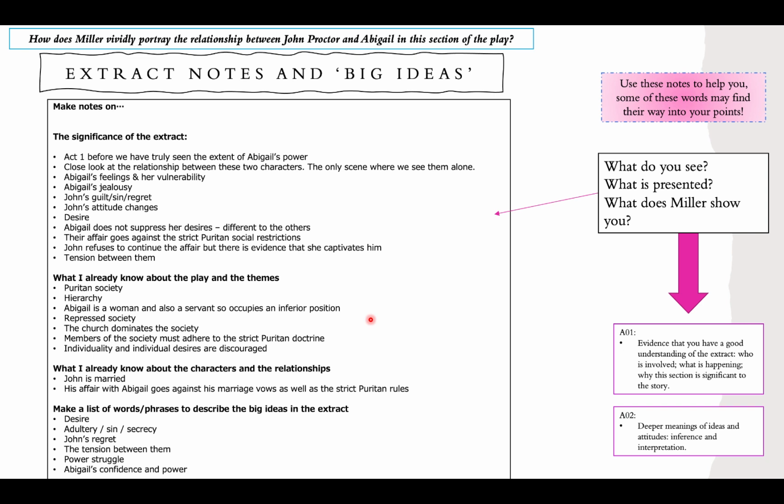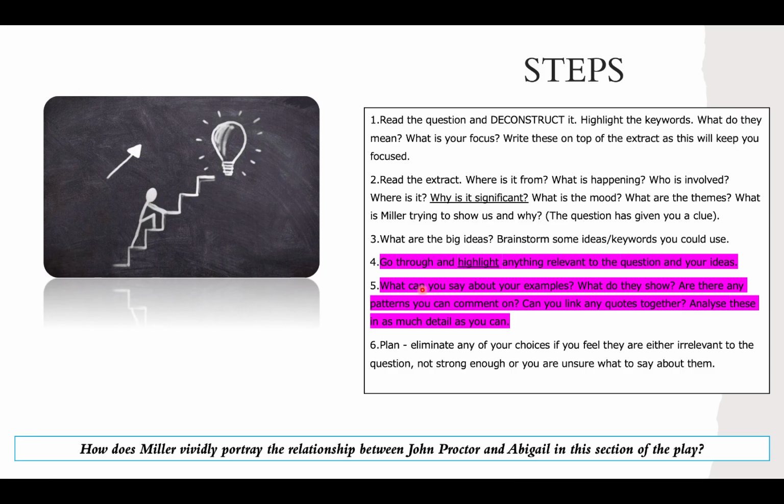So if you highlight something, you may say, okay, well this shows desire, or this shows regret. So these words are already going to come in very useful. So see if there are any patterns that you can comment on. Sometimes there are patterns in terms of language used or phrases, or characters maybe copying the words of another character. So sometimes you can pick up on the patterns. Think if you can link any quotes together. This will help you again in terms of a pattern that's created throughout the extract. Try and analyse these in as much detail as you can.